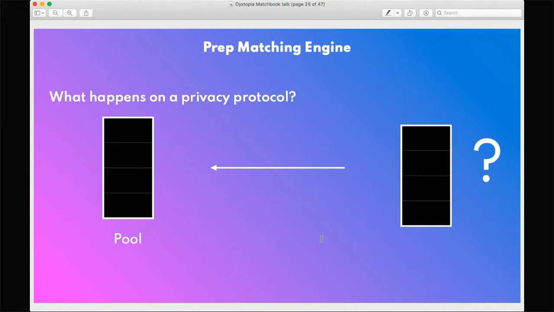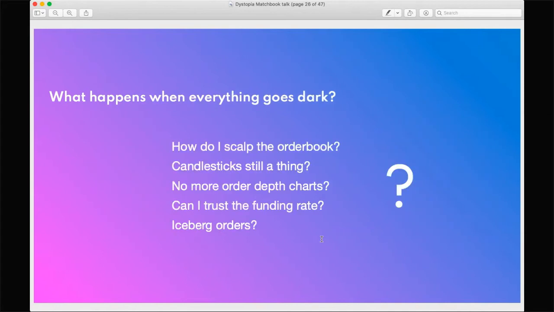Well, on top of all of this, now we have these amazing layer 1 privacy protocols coming in. And their pitch is, we're going to make everything so dark that even DC Universe would be embarrassed of themselves. Well, the point being, can you still scalp the order book? Is candlestick still going to be a thing? I am almost assuming that order depth is going to go away. Maybe I can trust the funding, maybe I can't. Can I do iceberg orders to maybe have some confidentiality on my order sizes?